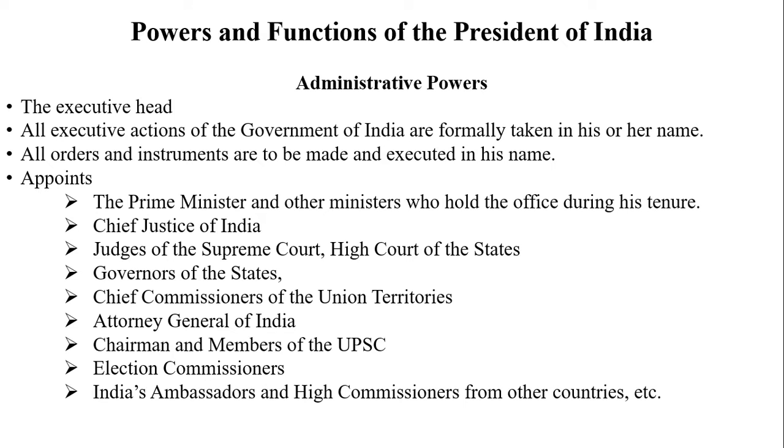The President also appoints the Chief Justice of India, judges of the Supreme Court, judges of the High Court of the states, the governors of the states, and chief commissioners of the Union territories. The President has the powers, as per the Constitution of India, to appoint the Attorney General of India, the Chairman, and other members of the Union Public Service Commission. The President also appoints India's ambassadors and high commissioners to other countries.